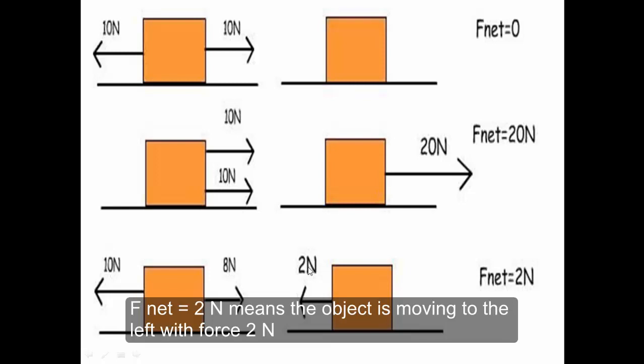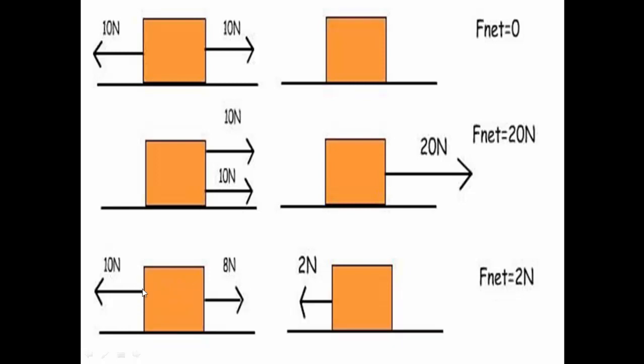Why 2 Newton to the left? We can see that the force to the left is more compared with the force to the right. So the box will move to the left with 2 Newton.